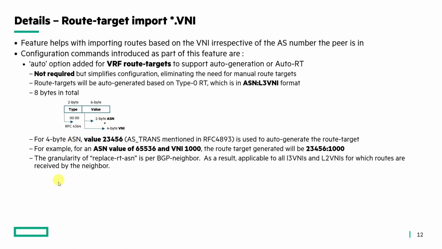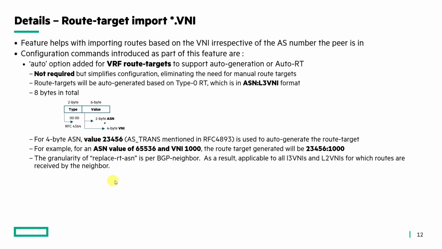And so what happens with this, as mentioned in RFC 4893, is that for the 4 byte ASN, the value 23456 is AS_TRANS, as mentioned in the RFC, and it's used to auto generate this route target. As an example, for an ASN value of 65536, which again is a 4 byte format, with VNI 1000, the route target generated will actually be 23456:1000 per the standard.